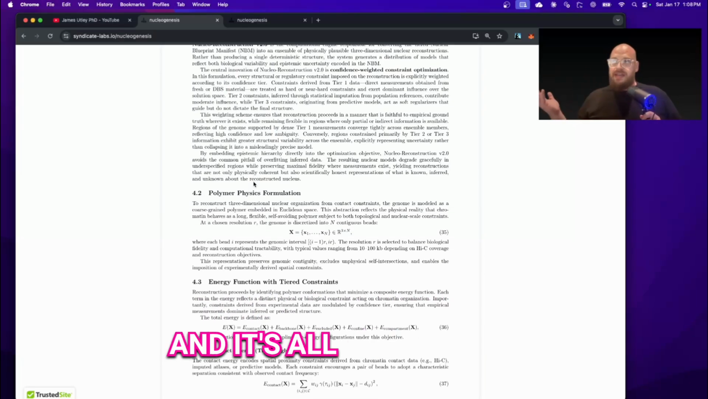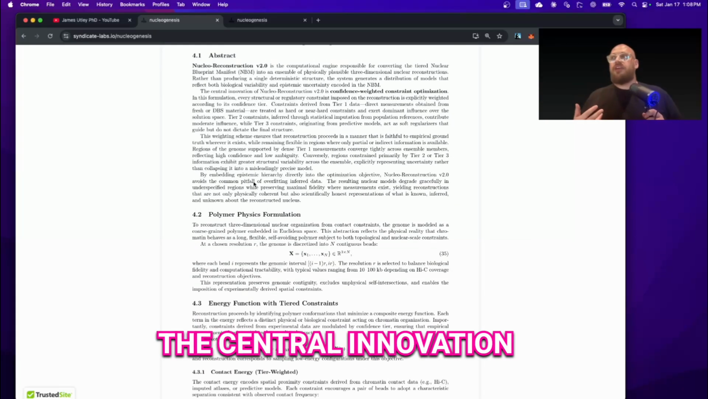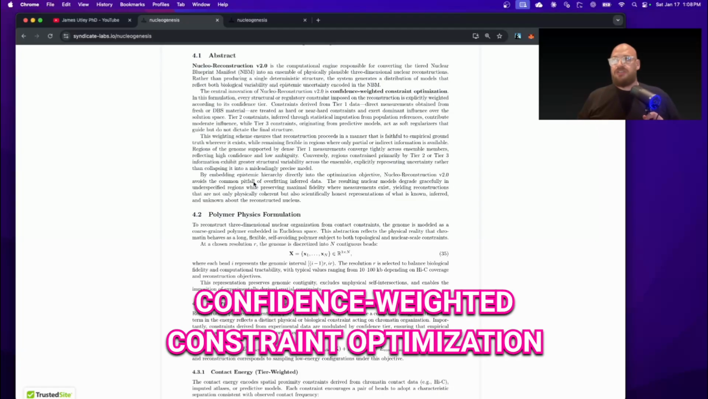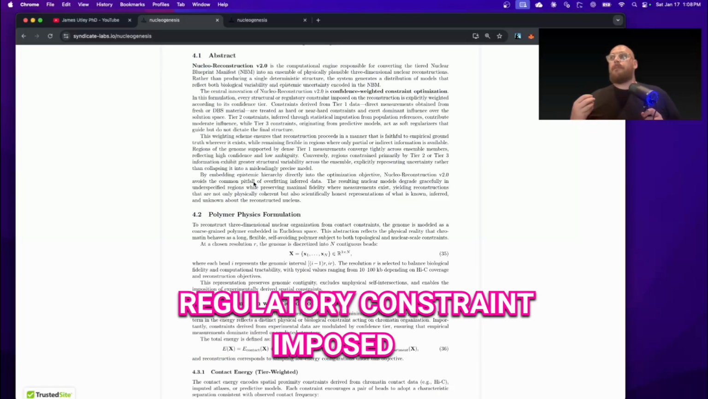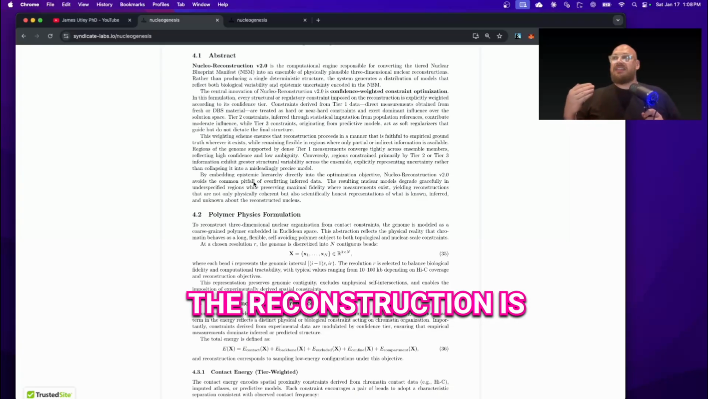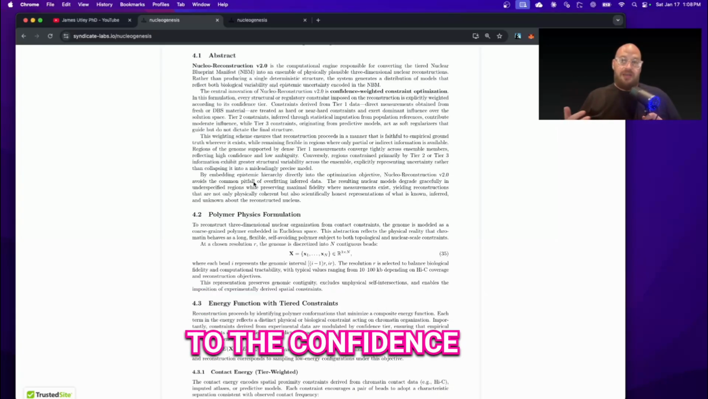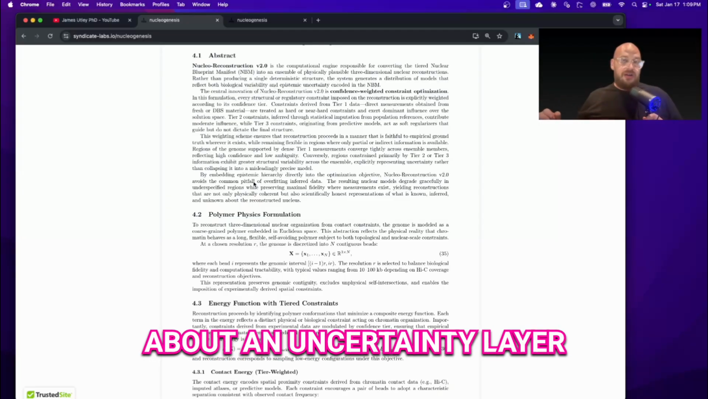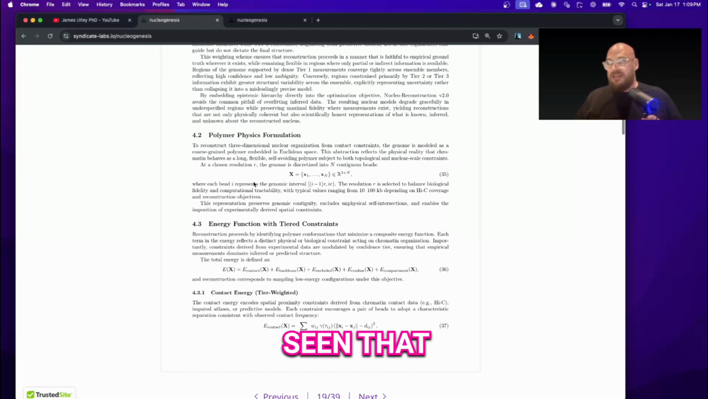And it's all weighted. The central innovation of Nucleo Reconstruction is a confidence-weighted constraint optimization. What that means is every structural or regulatory constraint imposed on the reconstruction is explicitly weighted according to the confidence tier. If you remember, we talked about all the layers, and then we talked about an uncertainty layer and a confidence tier in part 9. If you haven't seen that, you should go check it out.